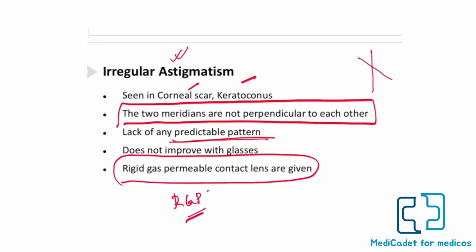We will be learning about the treatment of different types of refractive errors in our subsequent sessions. But here I want to complete this session with the basic concept that irregular astigmatism is seen in corneal pathologies like scar and keratoconus, where the two principal axes or meridians are not perpendicular to each other and there is no predictable pattern. It does not improve with glasses, and it is corrected by contact lenses.